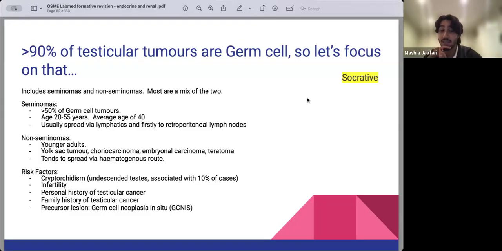In terms of the risk factors of testicular cancer, one of the main ones is cryptorchidism, so undescended testis. The reason for that is because the testes need to be in a colder environment to work well. So if you have an undescended testis and it's up in your abdomen somewhere and it's at 37 degrees rather than 32 degrees, there is going to be some abnormal growth in the testis and you are at higher risk of cancer.